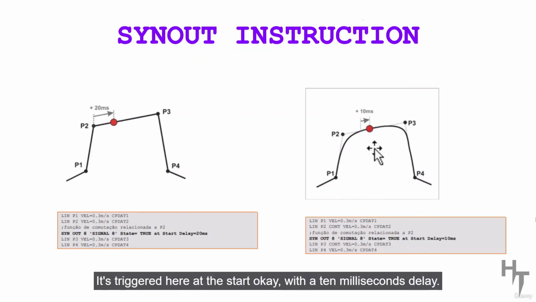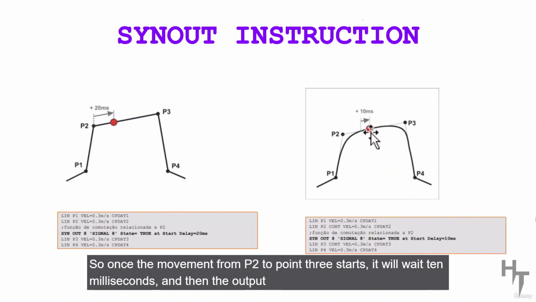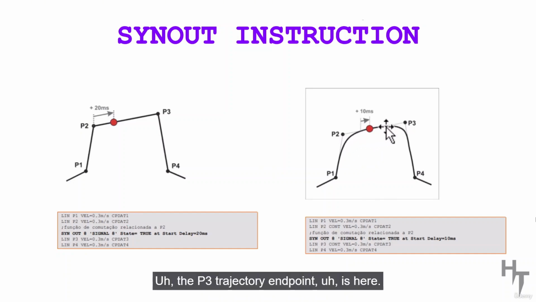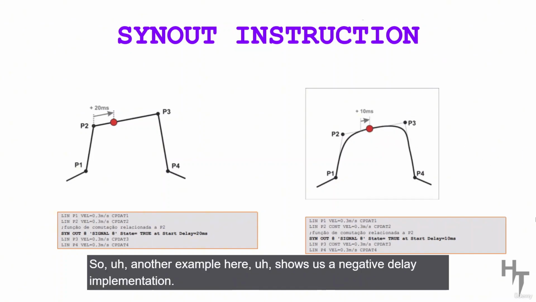It's triggered here at the start, with a 10 milliseconds delay. So once the movement from P2 to point 3 starts, it will wait 10 milliseconds, and then the output will be set automatically. The P3 trajectory endpoint is here.